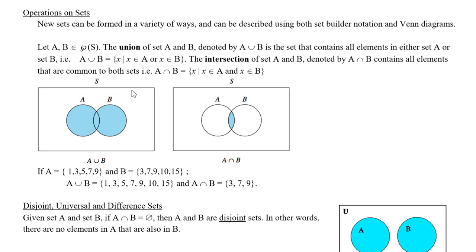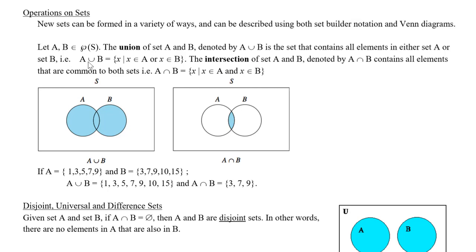Hello, in this video we're going to see operations on sets. A new set can be formed in a variety of ways and can be described using both set builder notation and Venn diagrams. For example, here let's say we have sets A and B. The union of the two sets is this blue region, which is A or B, any element in A or B. We write it with a union symbol, U, in between.